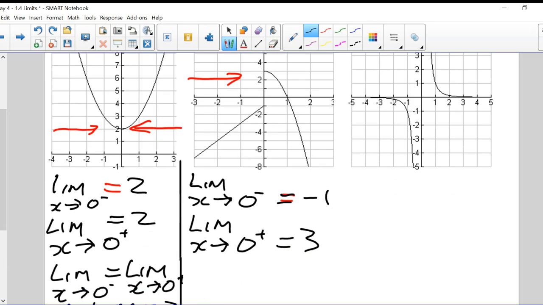So there is a limit on the left, there is a limit on the right. Sometimes we talk about left-handed limits and right-handed limits. So in this case, there is a left-handed limit of -1 and a right-handed limit of 3. It's obvious that these two things are not equal. The limit as x approaches 0 from the left is not equal to the limit as x approaches 0 from the right.